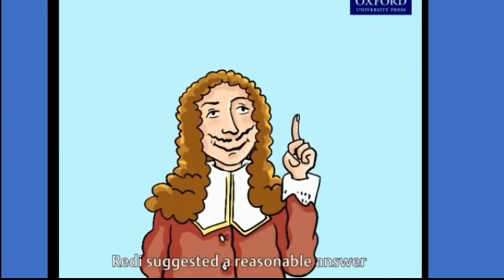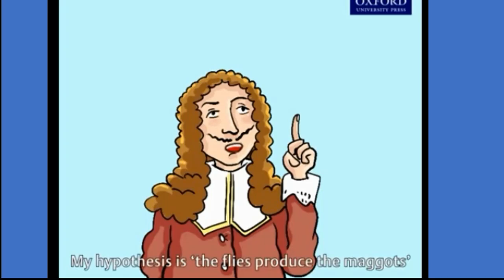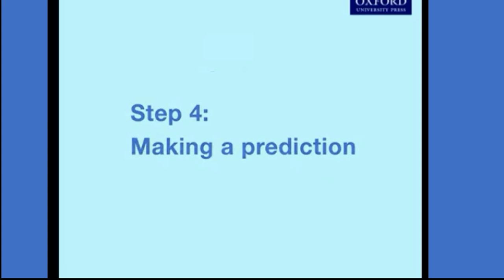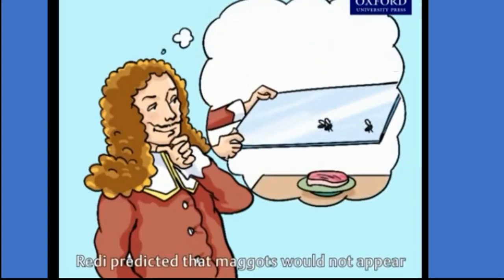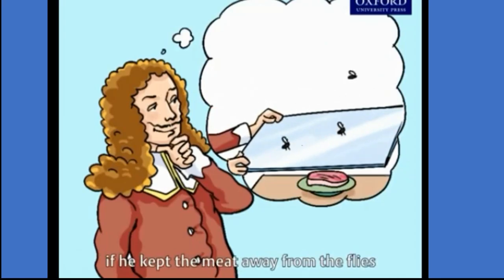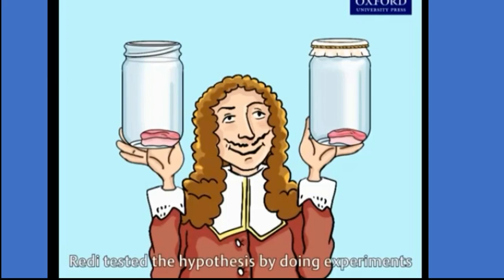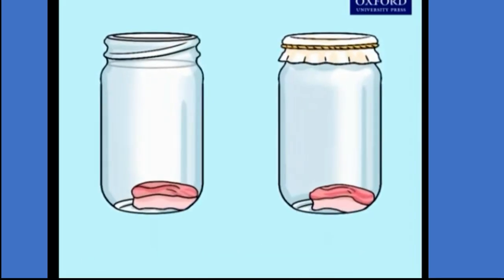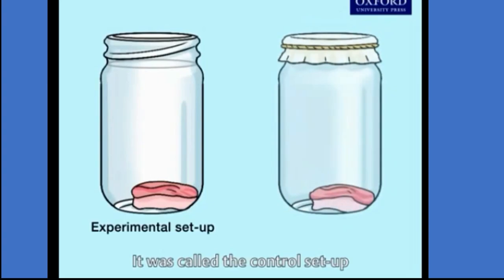Redi suggested a reasonable answer to his question. This answer, which tries to explain what is observed, is called a hypothesis. My hypothesis is the flies produce the maggots. Redi predicted that maggots would not appear if he kept the meat away from the flies. Redi tested the hypothesis by doing experiments. He prepared 2 jars and put a piece of fresh meat in each of them. One of the jars was not covered. It was called the experimental setup. The other jar was covered. It was called the control setup.